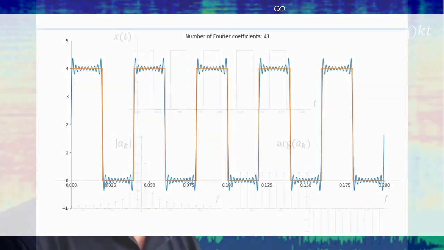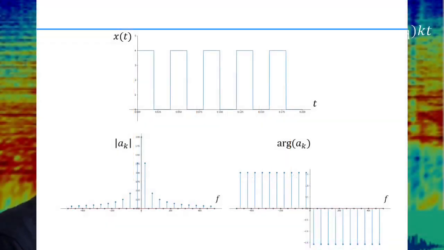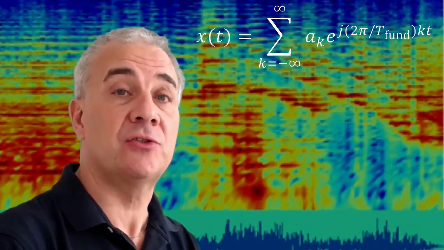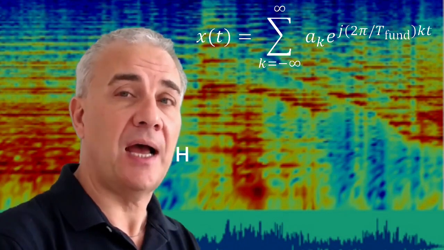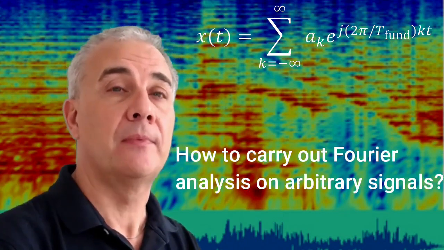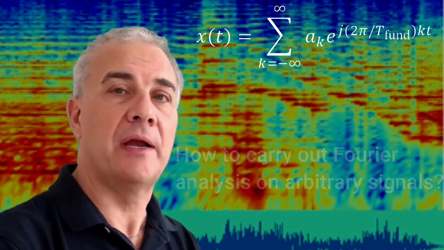At this point you may have wondered how I got the Fourier coefficients for this more complex signal. And indeed, I have not gone into that so far. So the question is, how do we carry out the Fourier analysis on arbitrary signals? Let me first explain the core idea.